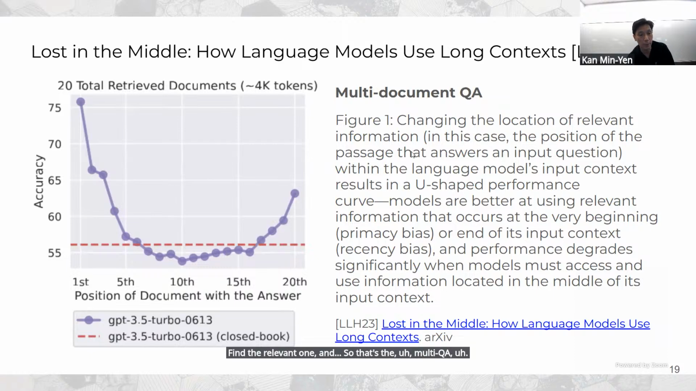And that's the U-shaped curve. Right? You've got your primacy bias, and then you've got your recency bias over here. The red dotted line is the closed-book setting, meaning no RAG. And notice that the middle portion of the U shape actually performs worse than without any reference, any supplemented knowledge.